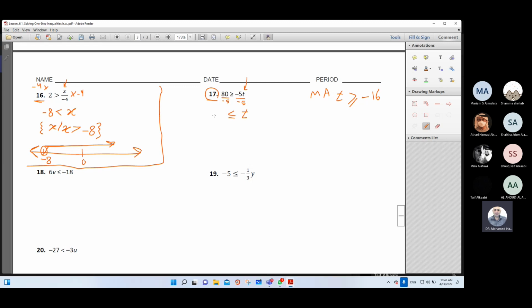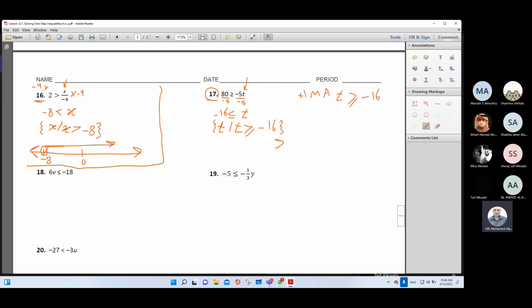Then here you have negative 16. So the set of solution t such as t greater than or equal to negative 16. Thank you, Mariam.